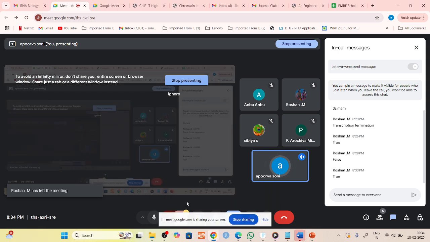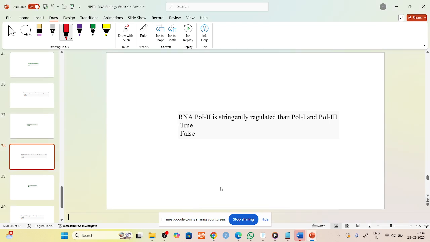Okay, so Roshan has answered true. That RNA polymerase 2 is more stringently regulated than polymerase 1 and polymerase 3, which is the correct answer. RNA polymerase 2 is more stringently regulated because it is involved in the transcription of mRNA. Basically, mRNA is the one which is going to give the codons. It is going to code for proteins. So whatever the functional product is formed, that is formed from mRNA.